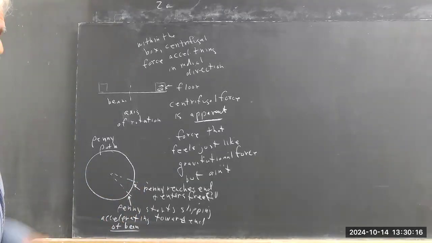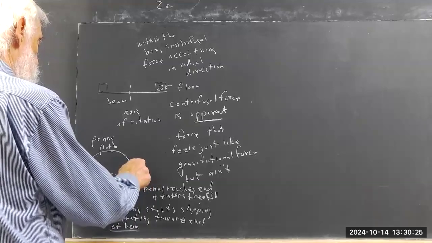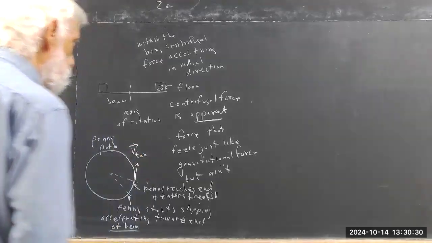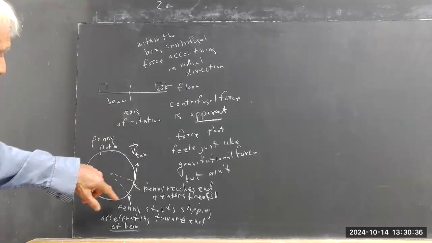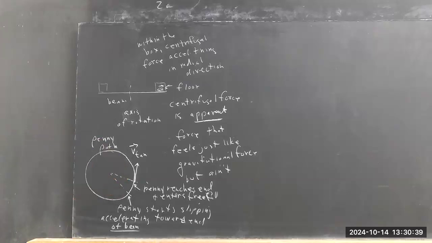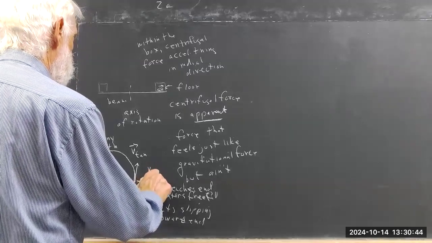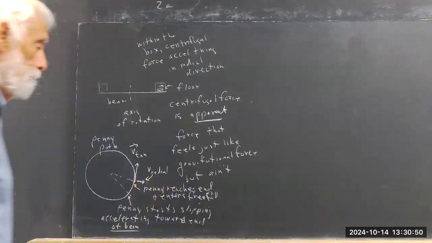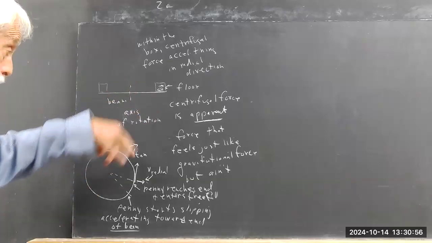Okay. The velocity of the penny at this point then is V tangential, because it is moving in this circular arc, but it's also moving radially. So its velocity when it leaves is not tangent.